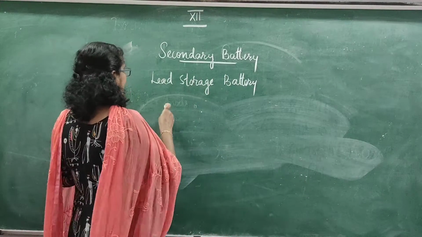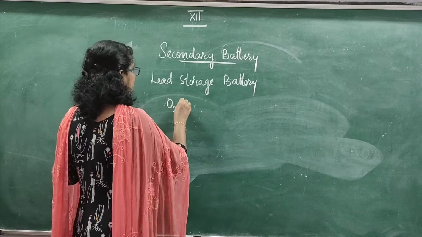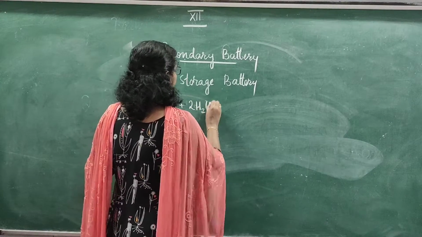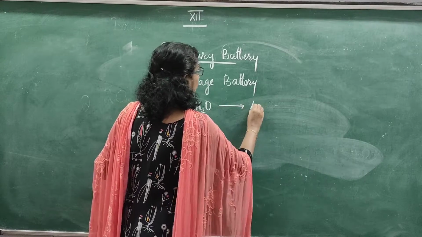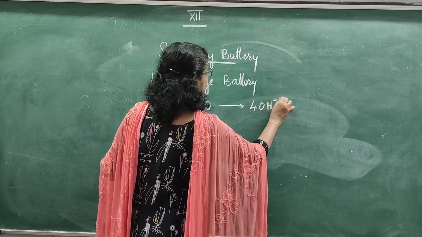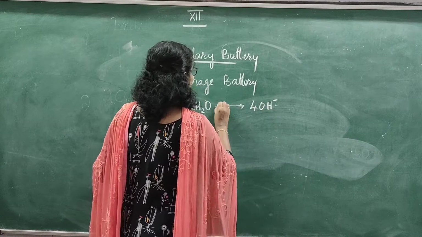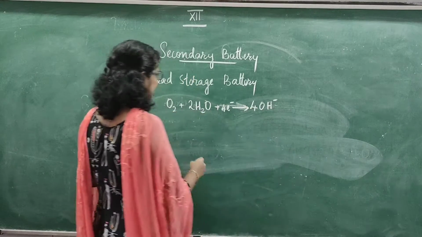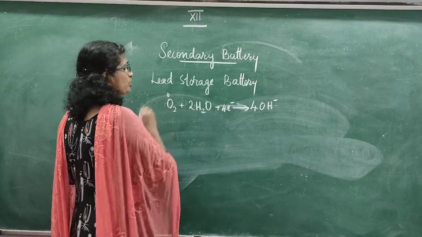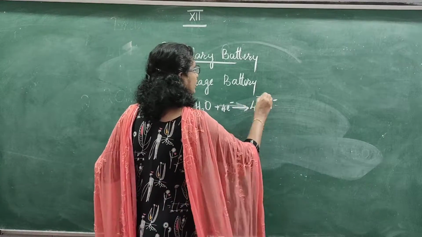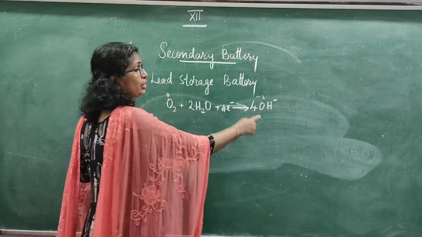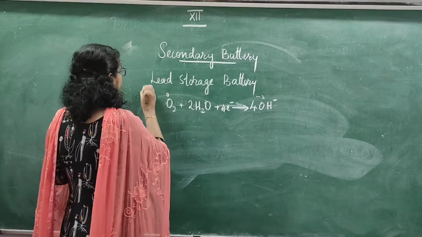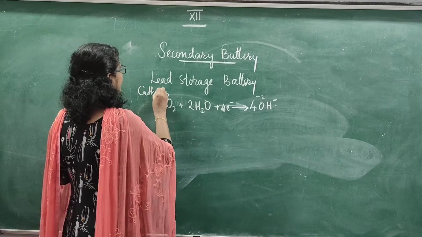So at the cathode: O2 plus 2H2O plus 4 electrons will give you 4OH minus. So oxygen, zero oxidation state, here it is -2. So oxygen is reduced to hydroxide ion, and this is the cathode reaction taking place.